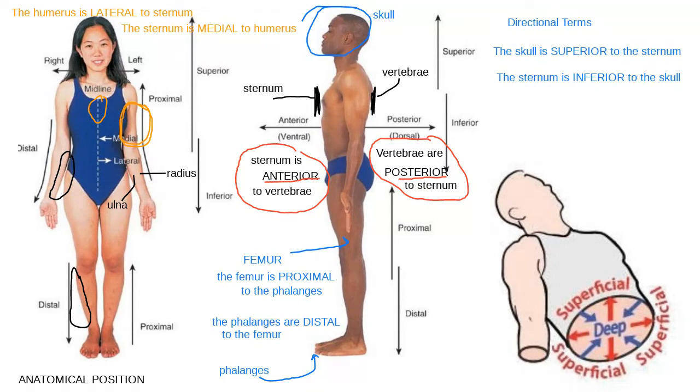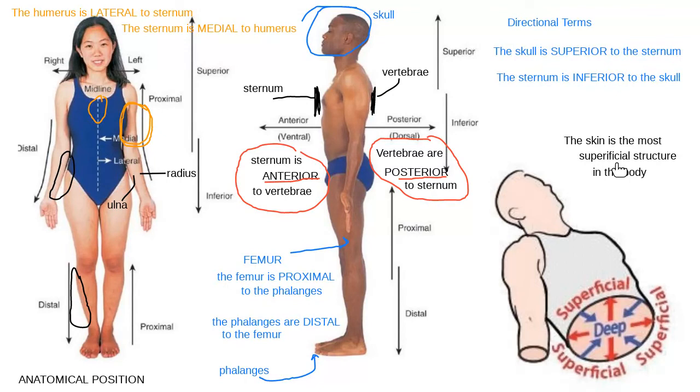The skin is the most superficial structure in the body. Skin is the most superficial structure because what superficial actually means is closer to the outside of the body. If I compare anything to the skin, there is nothing closer to the outside of the body than the skin, because the skin is literally on the outside.